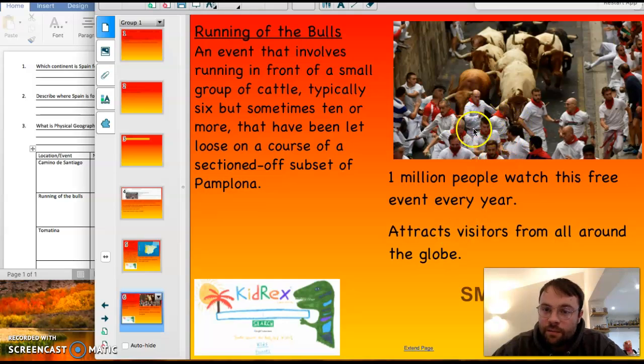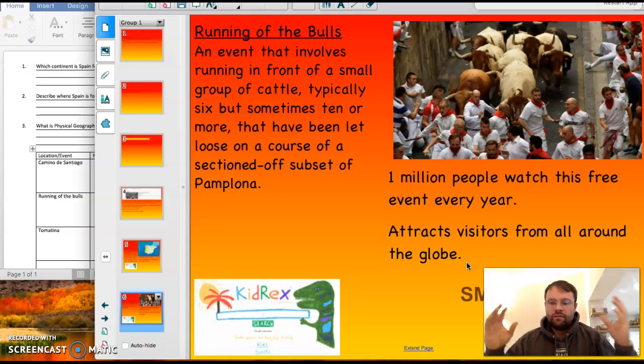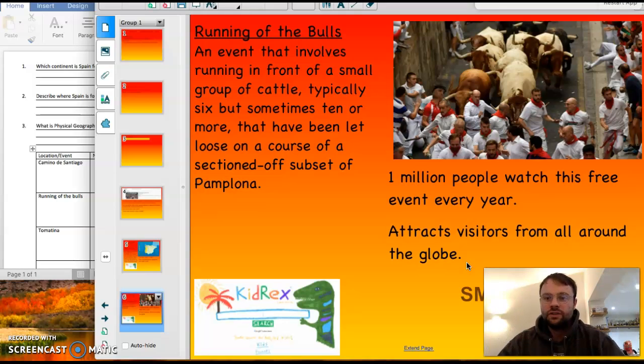So it's not just the taking part that happens. 1 million people watch this free event every single year, so you don't even need to pay to go and watch it. These businesses aren't making money from people coming here other than the hotels and things. It attracts visitors from all around the globe. So again, have a little think. All of these people, 1 million people every year, flying from all over the world just to come and see what is happening at this event.